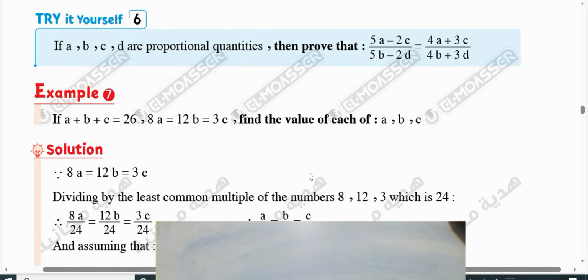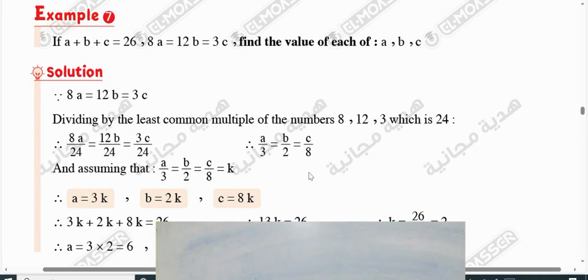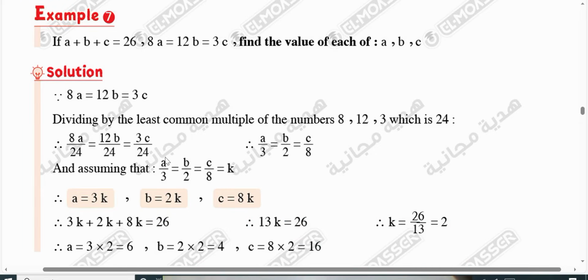The example here gives a plus b plus c equals 26, and a over 8 equals b over 12 equals c over 3. We can find the result in simplest form by dividing by the least common multiple of 8, 12 and 3. Least common multiple between them equals 24. Then we can simplify by dividing 1 by 24. Then a equals 3k, b equals 2k and c equals 8k. But here in this expression, we are given a plus b plus c equals 26. You can use this to find the value of k, and then when you find the value of k, you can find a, b and c. 2 times 3 is 6, 2 times 2 is 4, 2 times 8 is 16.